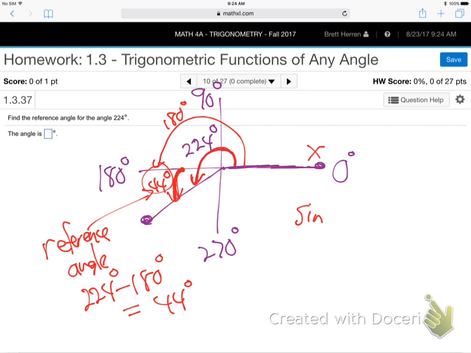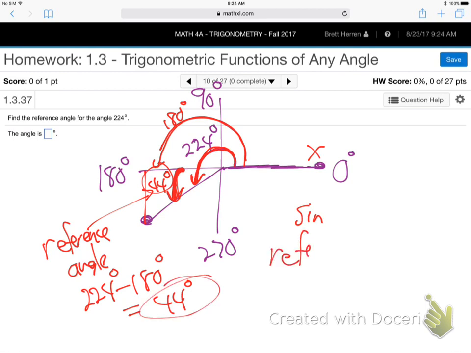Meaning, if you just find the sine, cosine, tangent, and all the rest for 44 degrees, that's going to be the same as the whole 224, because the 224 goes all the way to there. It's really just 44 degrees off of the x-axis. So it's the same angle with reference to the x-axis. It's the same distance from the x-axis. That's all that matters in the end for sine, cosine, tangent, and all the rest. That's why we do x-axis. Is that good?